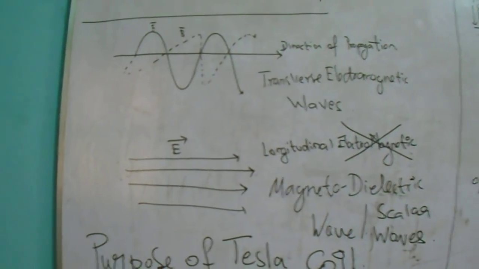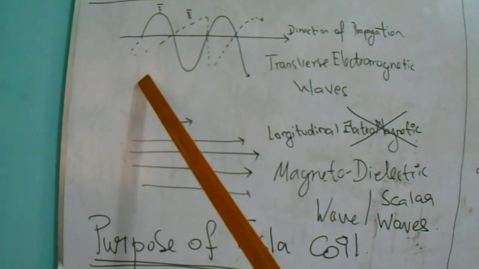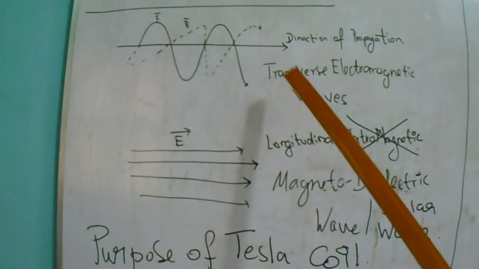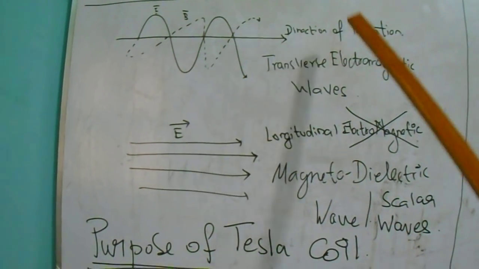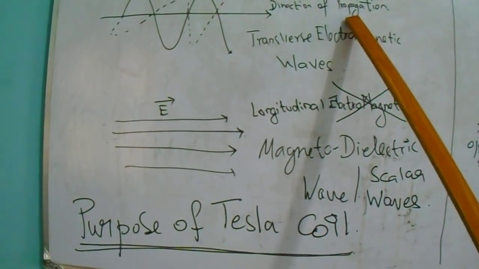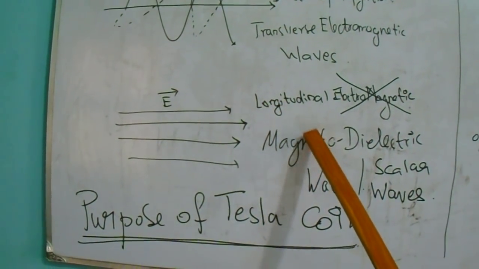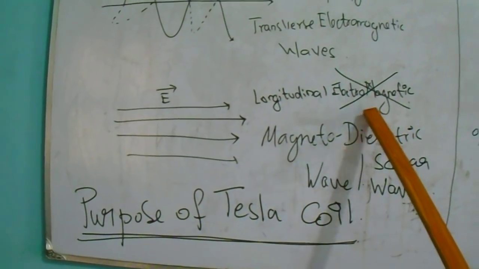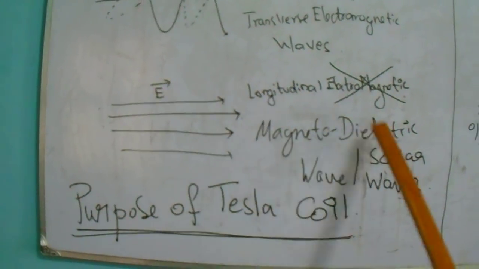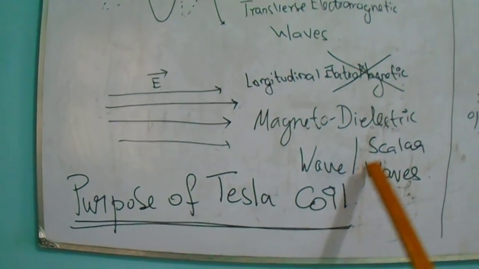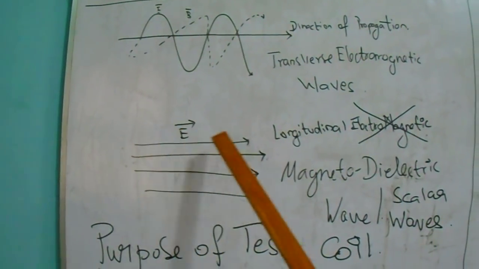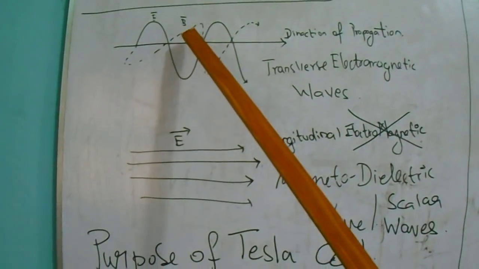But for some reason, we are taught that electromagnetic waves are always transverse in nature, with the electric field and the magnetic field varying perpendicular to each other, and also perpendicular to the direction of propagation. But believe it or not, Tesla found that it is also possible to have longitudinal electromagnetic waves in nature. For some reason it's not called electromagnetic, it's called longitudinal magnetodielectric waves, or simply scalar waves, because in the longitudinal component you do not have a B field, or magnetic field.